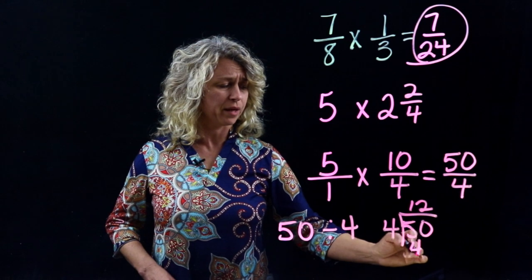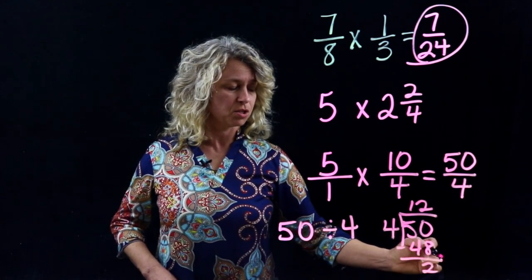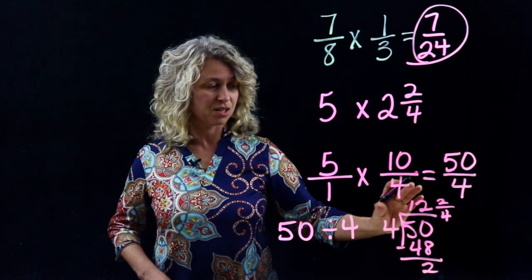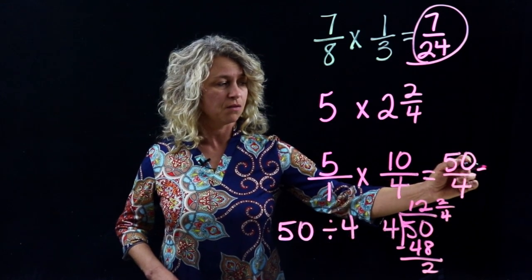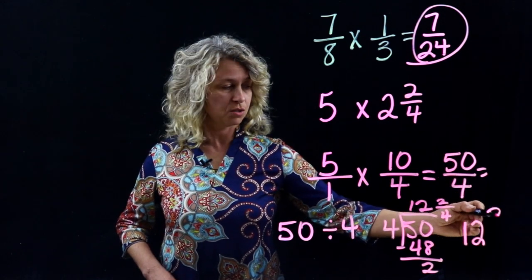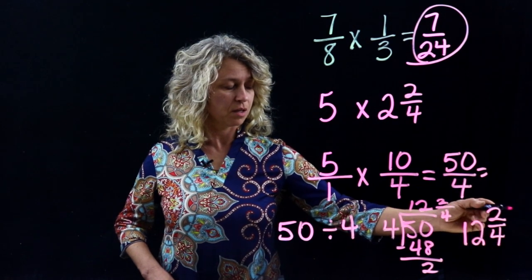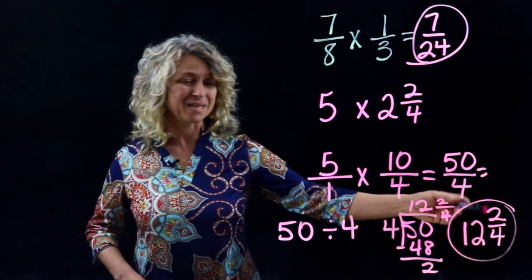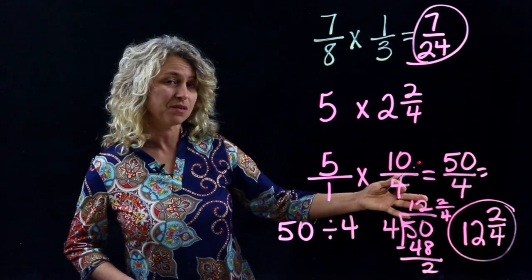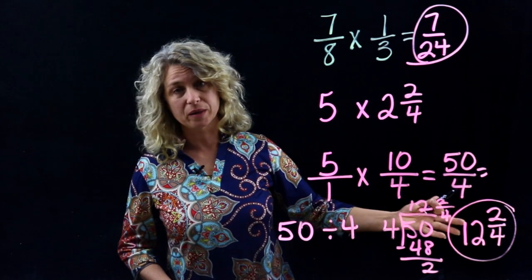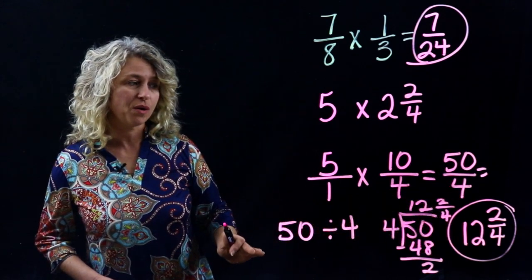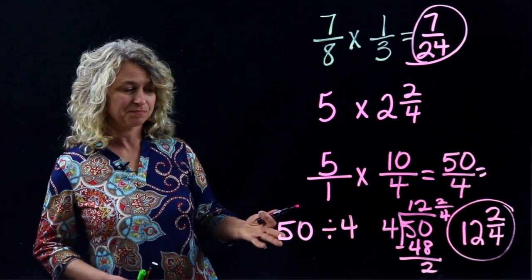And 12 times 4 is 48. And subtract, and you get 2 left over. So your numerator is 2 and your denominator is 4. So this means 50/4 means 12 with 2/4 left over. Now, this also could be simplified because 2/4 means 1/2. So 12 and 1/2 could also be an answer choice. All right, so let's look at an example where you have two mixed numbers.